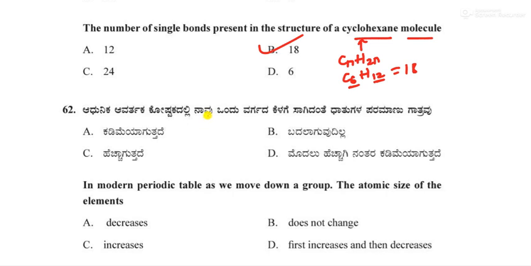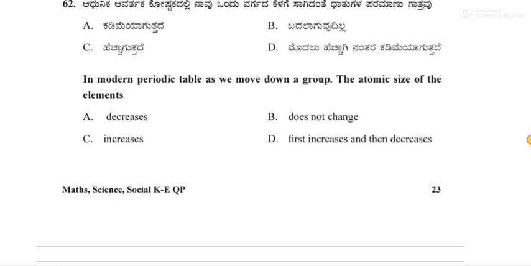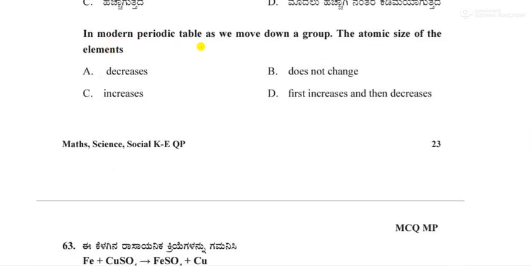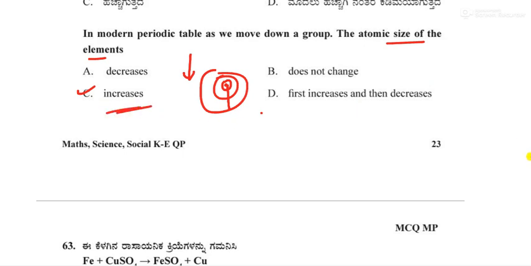Moving to our next question, question number 62. What does it say? In the modern periodic table, as we move down a group, the atomic size of the element dash. The atomic size increases when we move down the group, because a new shell keeps on adding, and the distance from the center to the outermost shell is called atomic size. So it is increasing. Option number C is correct.